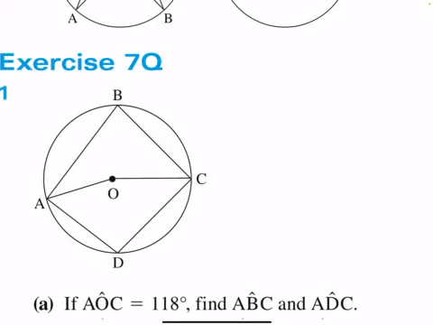Find B and find D. If this is 180. But this is 180. This is 180, so this is 59. I calculated this side, 242. This is a different triangle. Let's erase this now. That's a different triangle. So 242, 121.